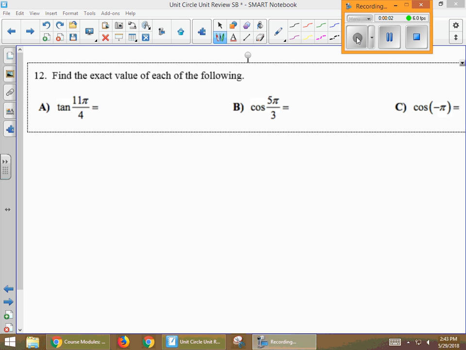Alright, so the last page is just a whole mess of unit circle values. And this is very much what one of the pages of your test looks like. It's not the last page, it's like the third page. You want to be really careful and make sure you have sine and cosine correct.